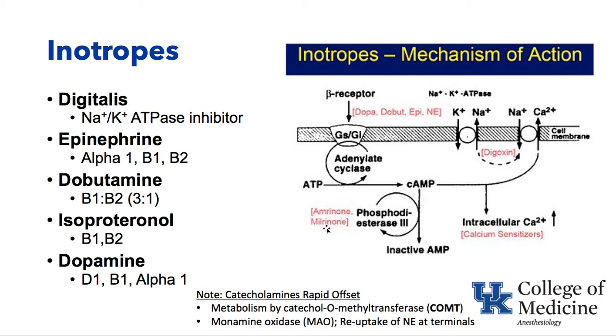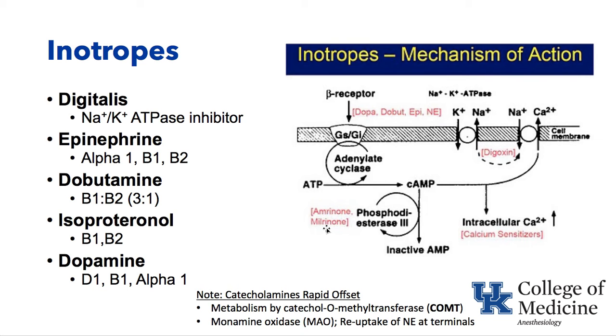So if we summarize the mechanisms of action at the top left, you can see Digitalis is the sodium-potassium ATPase inhibition. Epinephrine has alpha-1 effects, vasoconstriction, beta-1 effects, increased contractility, for example, and beta-2 effects, vasodilation. Dobutamine has beta-1 and beta-2 effects, while isoproterenol also has beta-1 and beta-2 effects, and dopamine has a mix depending upon the dosing. Dopamine 1 receptor, beta-1 receptor, and alpha-1 receptor.